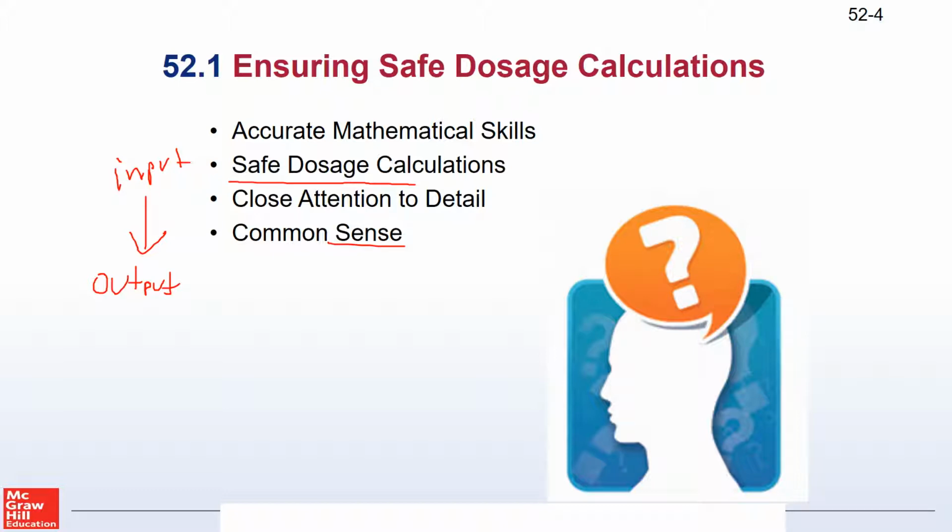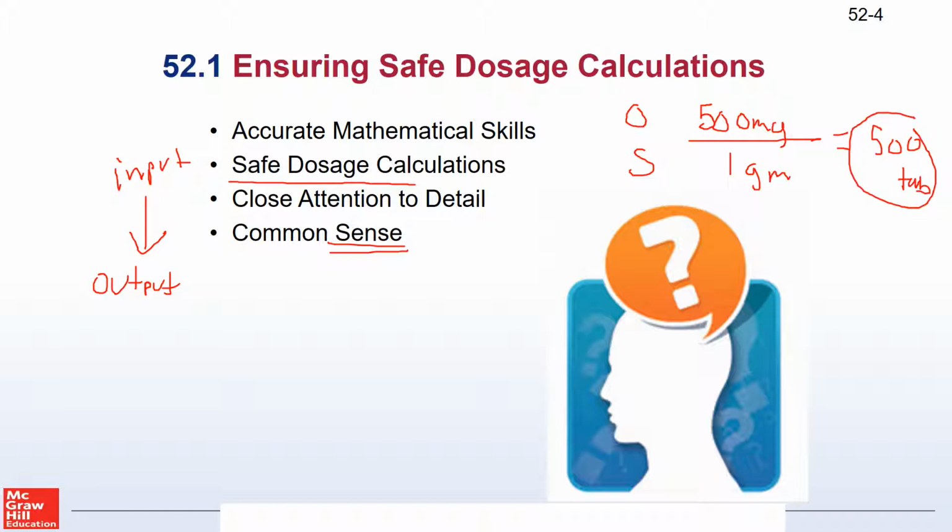So for some of you guys, I give you an order of, let's say, 500 milligrams, and I give you a supply of 1 gram, and you tell me, you need to give the patient 500 tablets. Is that reasonable? No. Does that make sense? No. Right? But on certain assignments, what did we get? Give the patient 500 tablets.